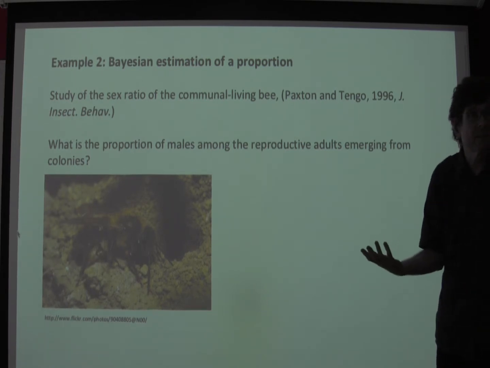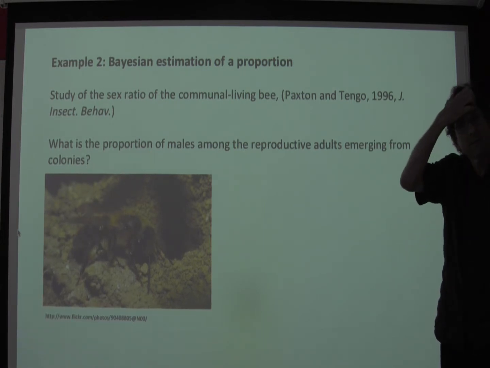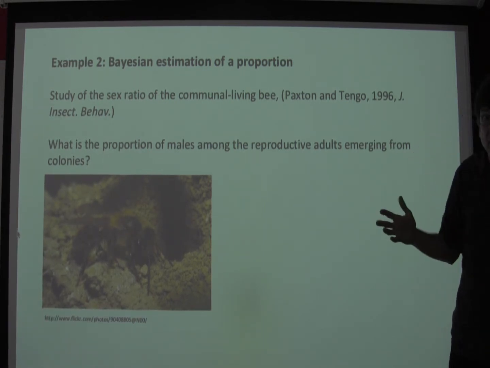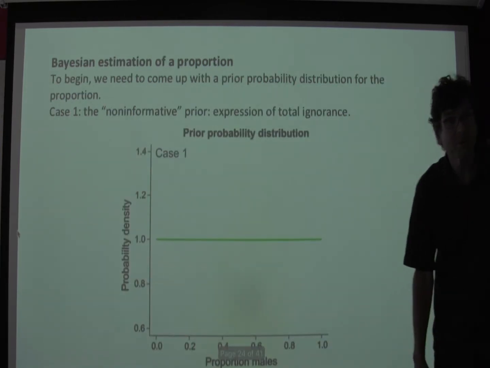We already know how to do this in a frequentist context. That's the number of males over the total number of individuals. But we'd like a confidence interval for that. And anyway, that's not the Bayesian calculation of the proportion.